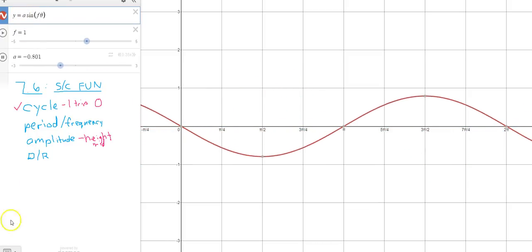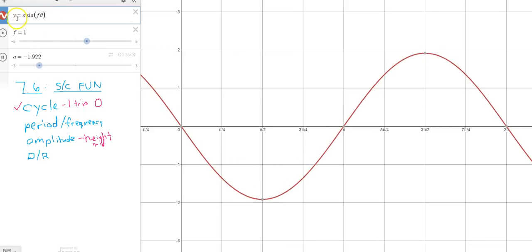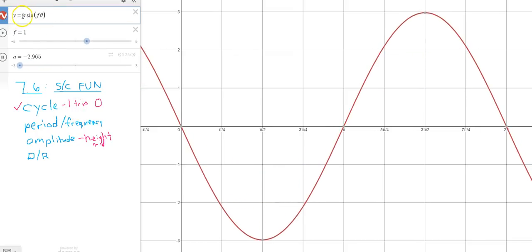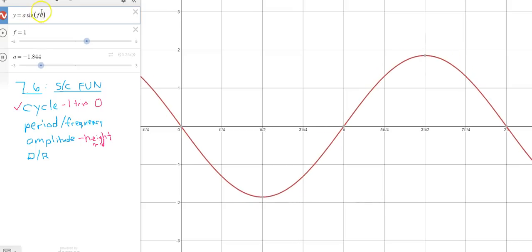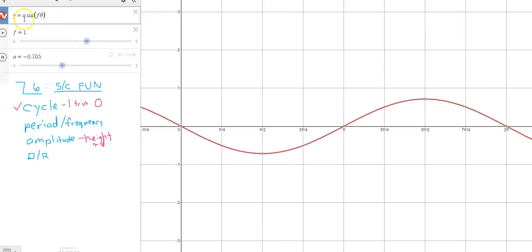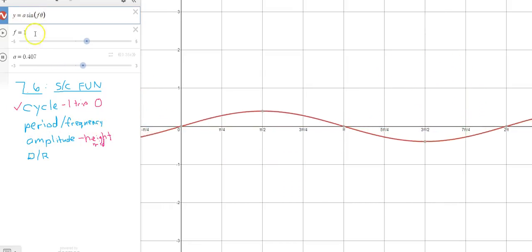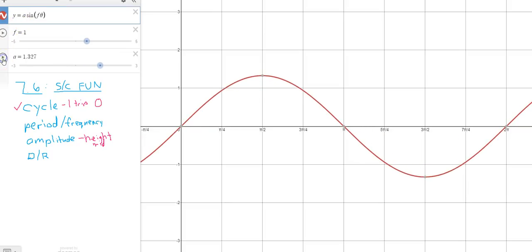So you can see, and you should go ahead and write this right down right now, y equals A times the sine of f times theta. This A is your amplitude. It is the height. I'll pause it right now. A is 1.327, therefore the height is 1.327. It's the same height above the midline and the same below the midline. You can see right there, -1.327.